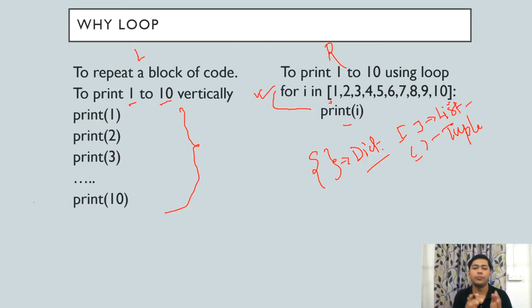Suppose I ask you to print 1 to 100 vertically, or say I ask you to print the even numbers between 1 to 100. Now, even numbers between 1 to 100, 2, 4, 6, like this, you need to write all of this. So you can imagine how many print statements you have to write. Now, with a loop, using only two statements, we can solve this problem. I'll show you gradually, one by one.